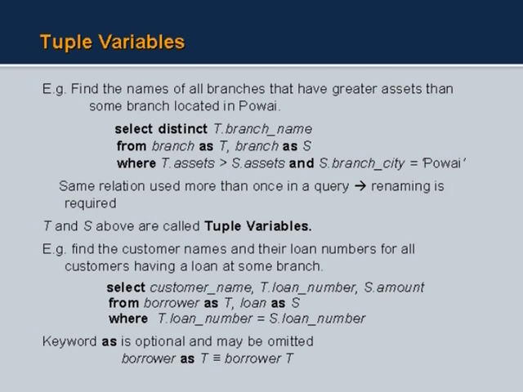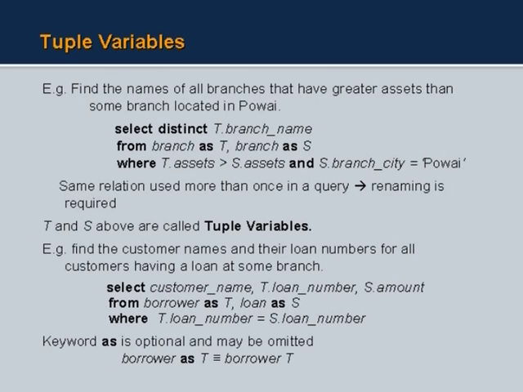If I say branch dot assets, which branch? This one or this one? So if you have two occurrences of the same relation, you must give them new names using this. Branch as T, branch as S. S and T can be anything. In fact, in Oracle, you are not allowed to use the AS, so you'll have to say branch T, branch S with just a space.